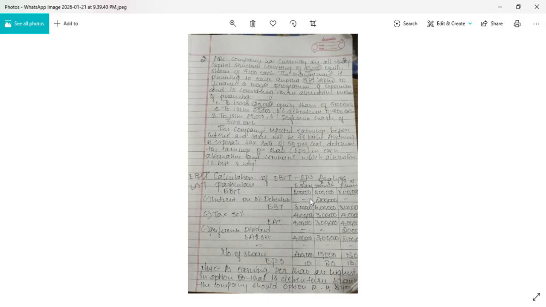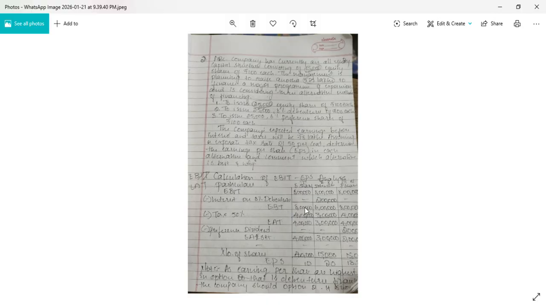First option nil because no debentures. Second option we have debentures, we have calculated interest 2 lakh, and in the third option we don't have debentures, we are calculating as nil. So we'll write EBT. EBT how much?